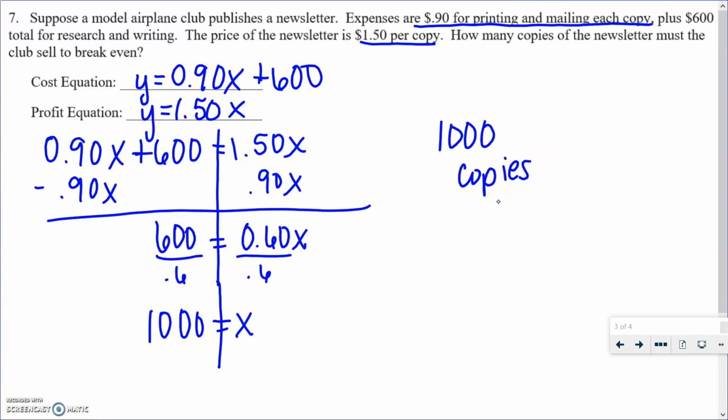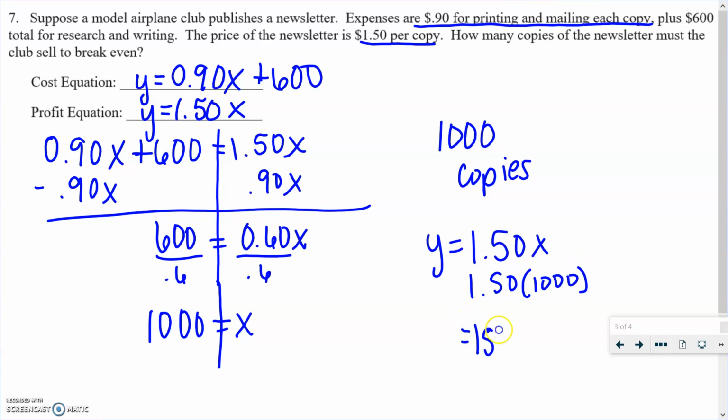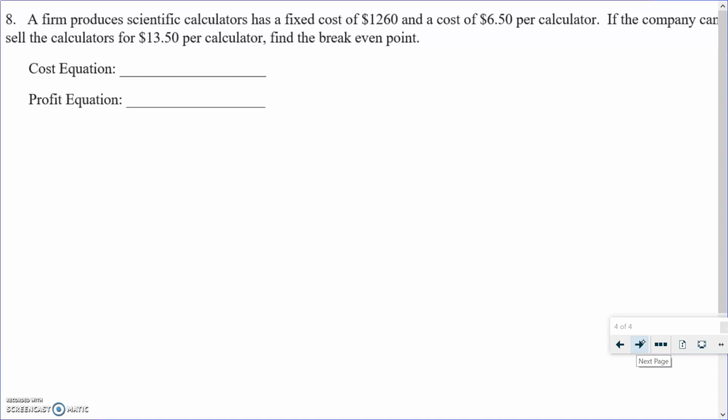to break even. Okay, we could plug that 1,000 in and figure out how much money that break-even cost is. So we would just do 1.50x, but instead of the x, we would put in 1,000. And so that means that the break-even point would be $1,500. Okay, one more break-even problem.